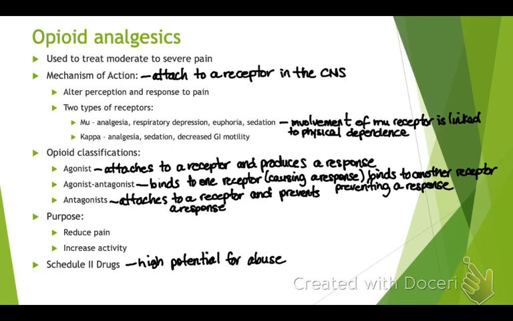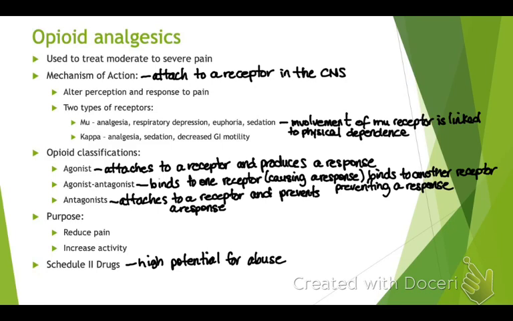So these are the specific receptors in our brain that when they are bound, decrease the activation or the stimulation of that receptor. And that's important to know because the meds are going to affect either one of these two types of receptors. And then your other receptor is your kappa, which again, those are analgesia, sedation, decreased GI motility.